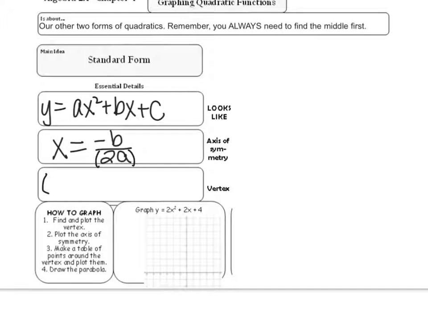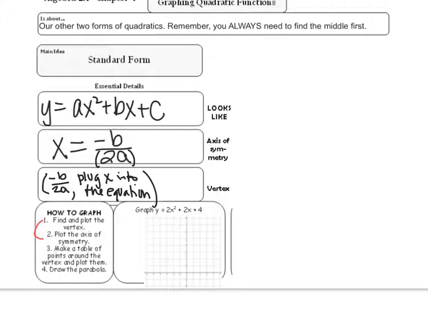Our vertex is going to be still the x value that matches up with our axis of symmetry. And then to find the y value, you simply plug x into the equation. So it's a little bit more difficult, much more work really than vertex form. That's why vertex form is really great. So let's graph one of these.